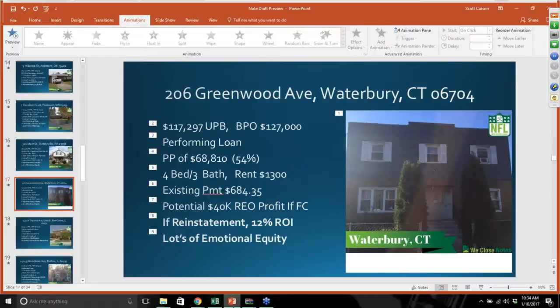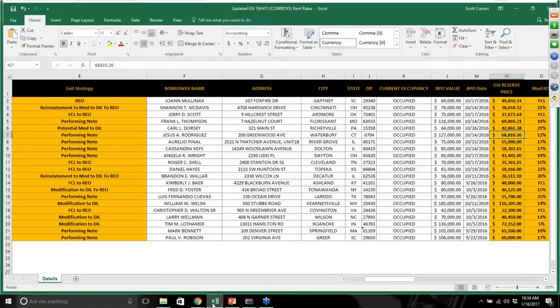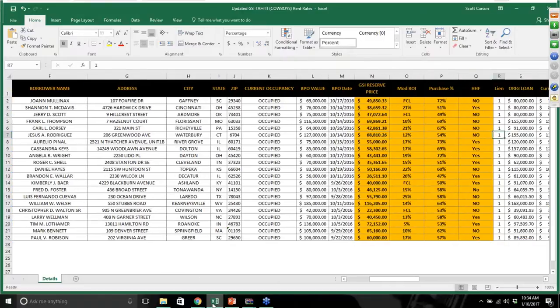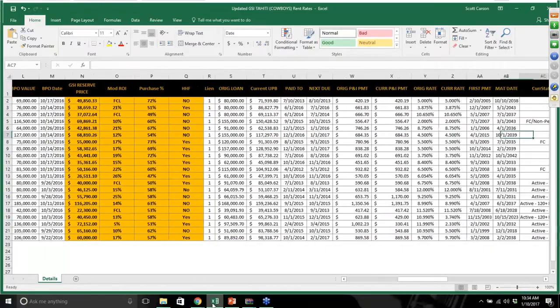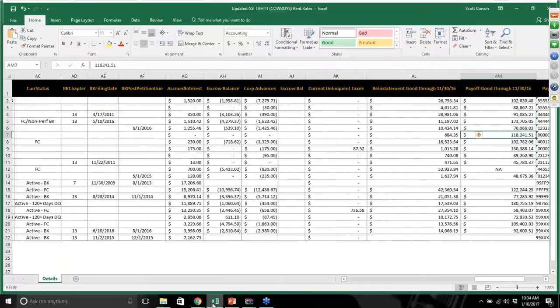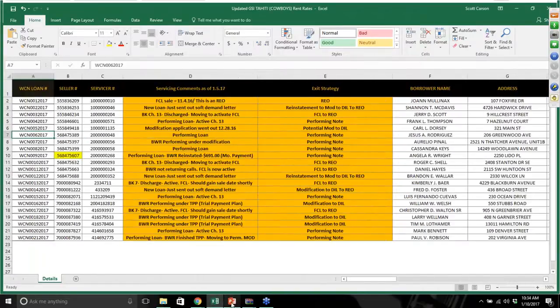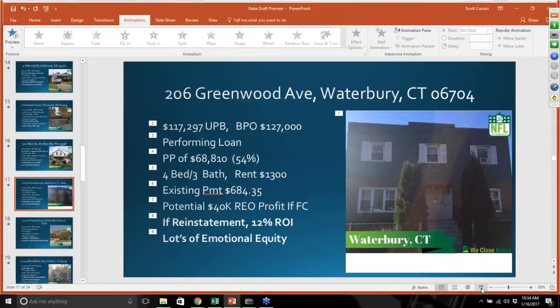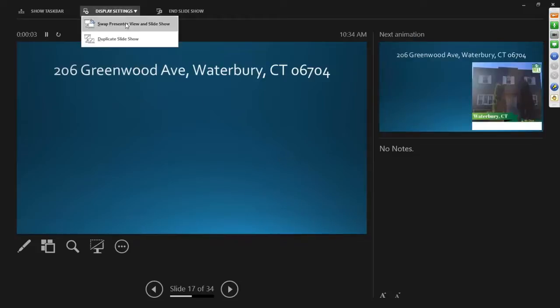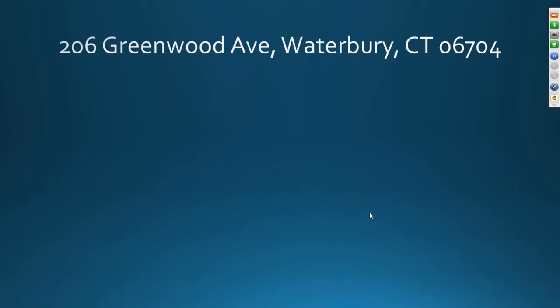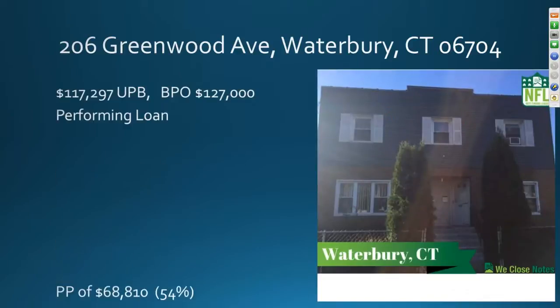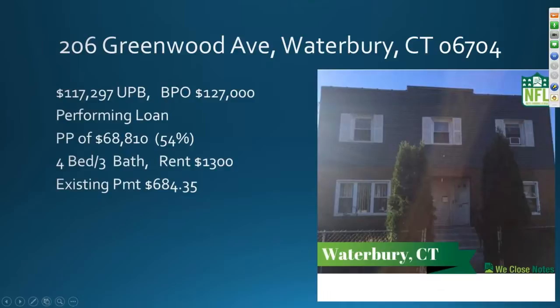This one, I believe, is the duplex, is the multifamily. Multifamily. Yep, this is at least a duplex or triplex. Okay. And it's for the whole building. It's not for one unit. It's for the whole building. Okay. 4-bed, 3-bath, rent's $1,300. Existing payment is $684.